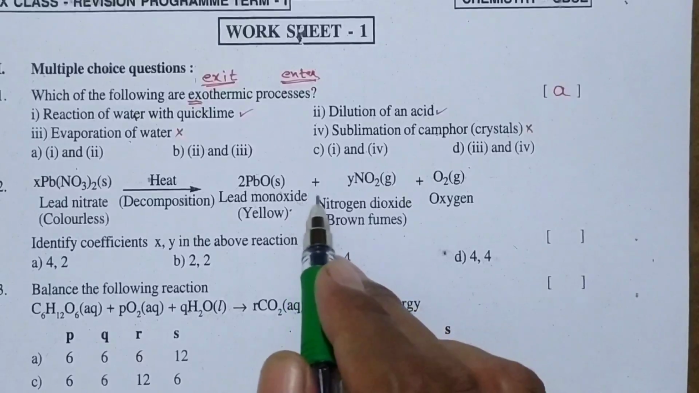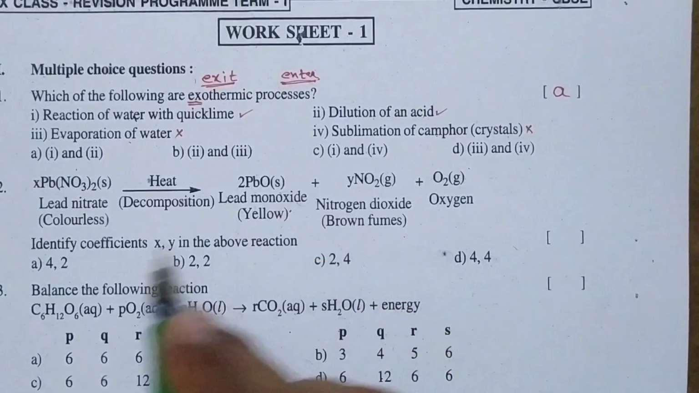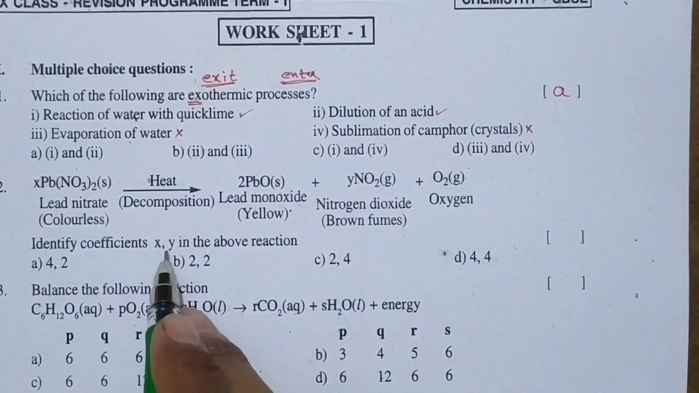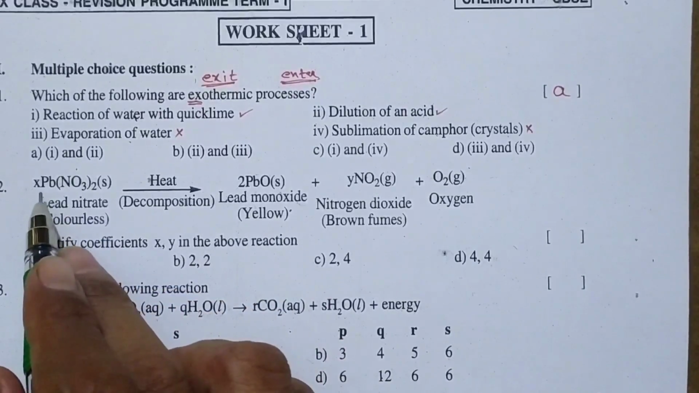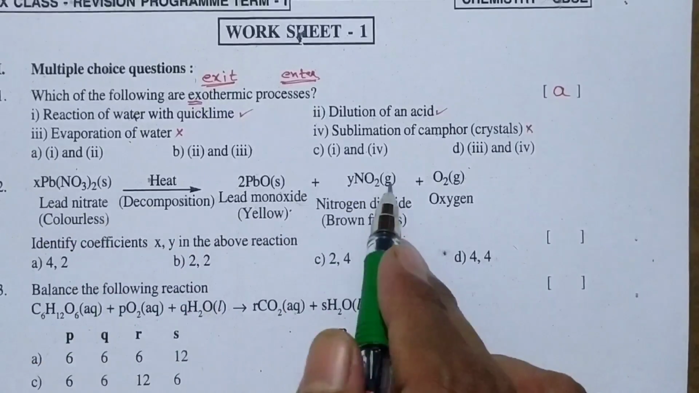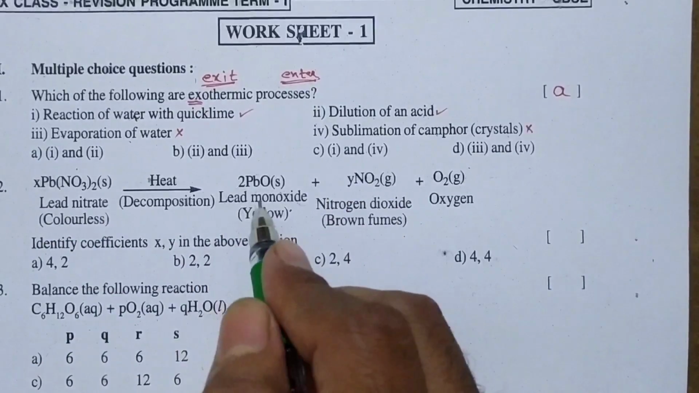Here a single compound is split into 2 or more components, so it is called a decomposition reaction. Now let us enter the question. Identify the coefficients x, y in the above reaction. The meaning is that here we are asked to balance this equation. Let us see how to balance it.